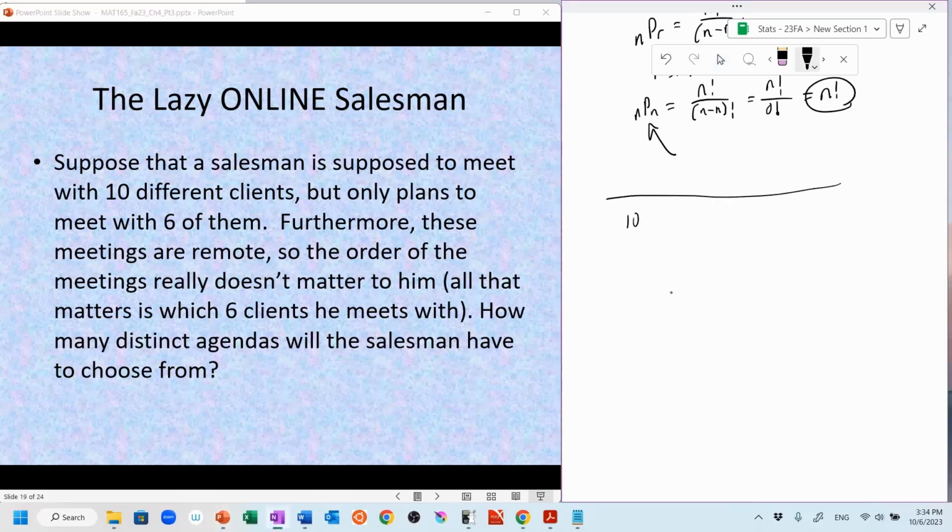So if I have 10 items, 6 slots, order does not matter. How many agendas do I have? Well, one thing I might do is start by saying, well, what if order did matter?